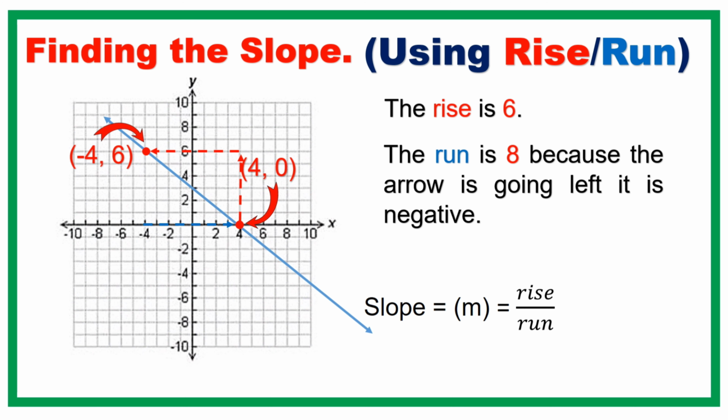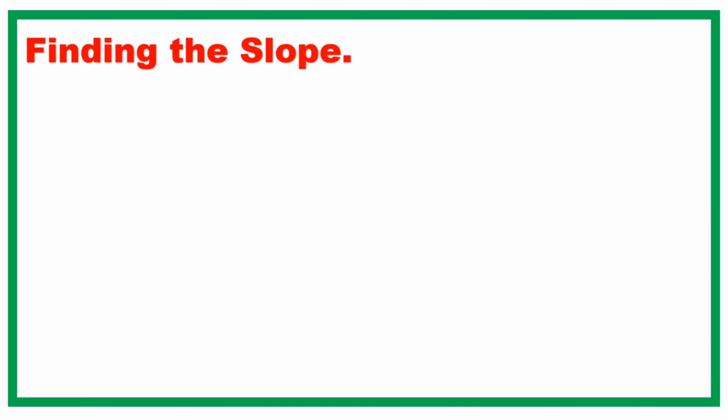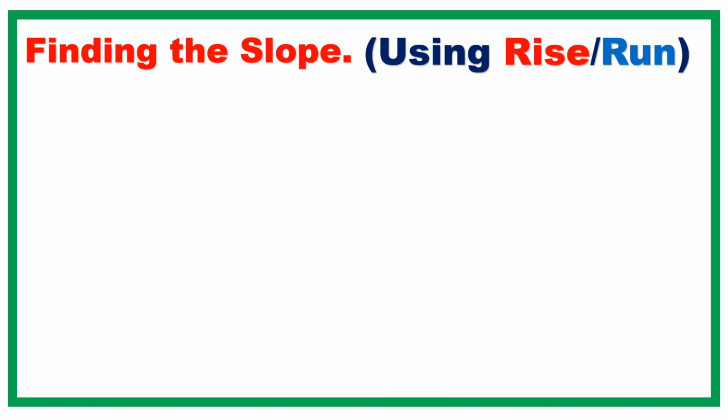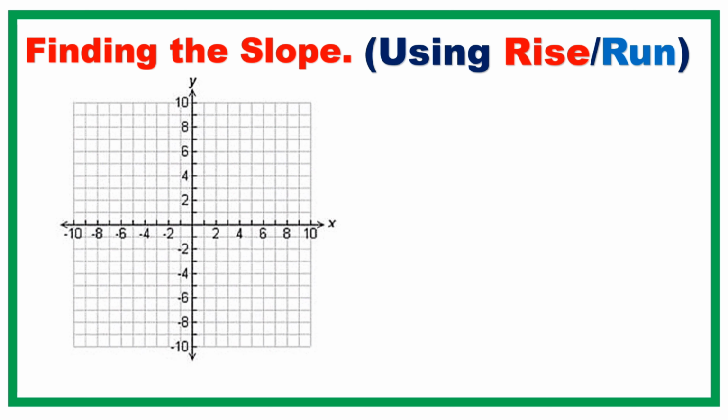So our slope, rise is 6 and 8. Because we can still simplify it, our final answer is -3 over 4. That's it. You got it. Again, let's find the slope using rise and run. Here are the coordinates. (3, 6) and (-5, 0).